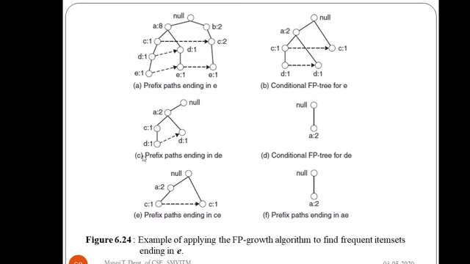Once we have updated the support counts over here, next the prefix paths containing the D can be removed. So you remove those things. Then you remove the node which does not satisfy the minimum support count, that is C. So you are going to get the conditional FP tree for D as null, A2.